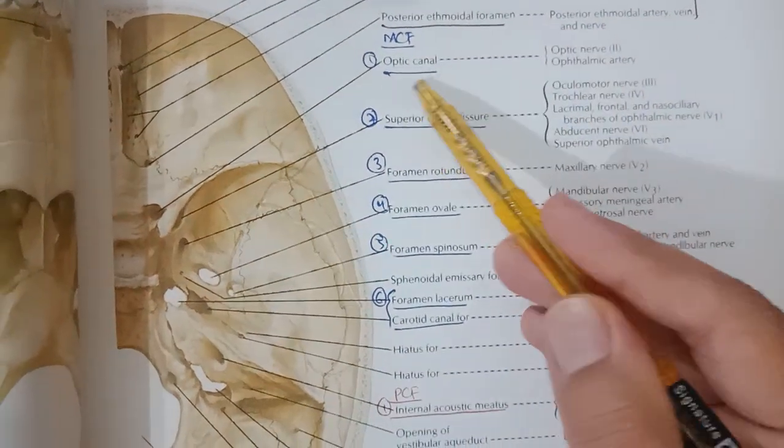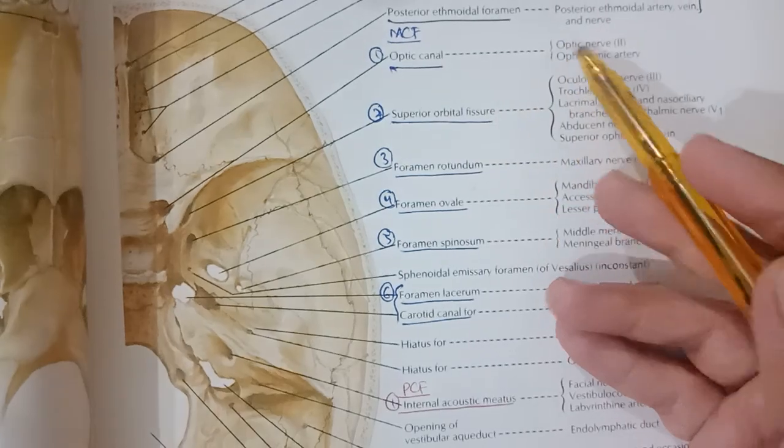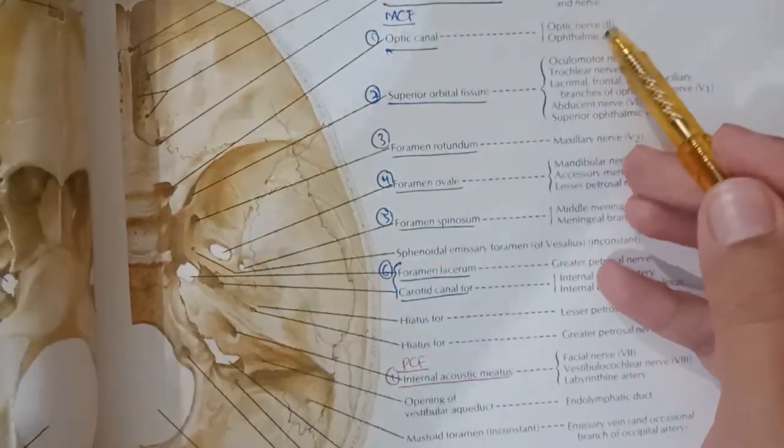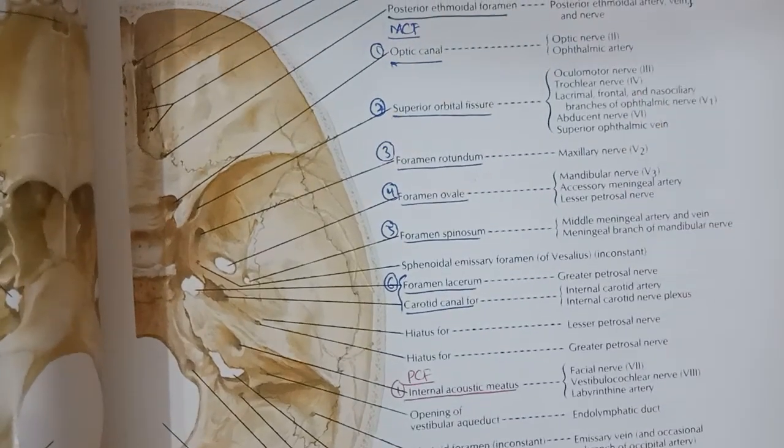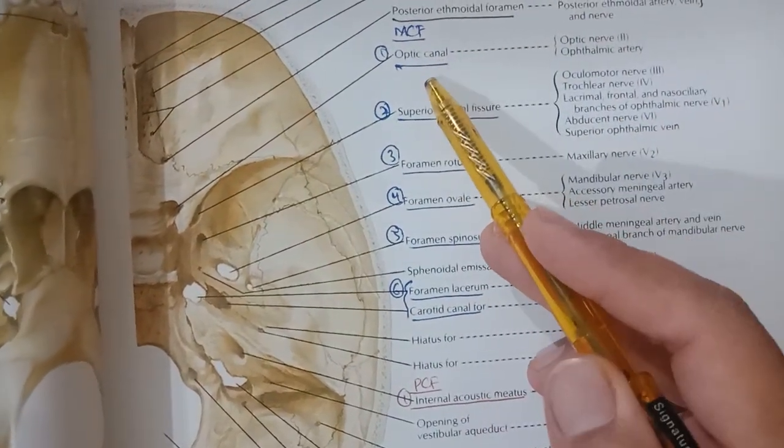And obviously by the name we can understand that it allows the optic nerve, which is the second cranial nerve, and the ophthalmic artery, which is an artery that supplies the optic nerve. So this is the optic canal.